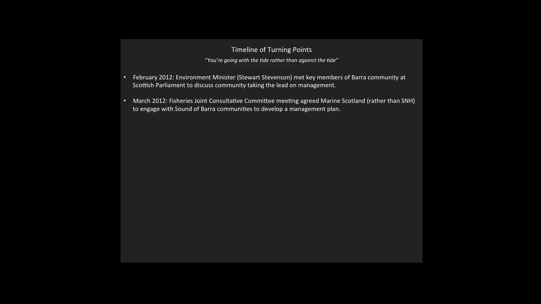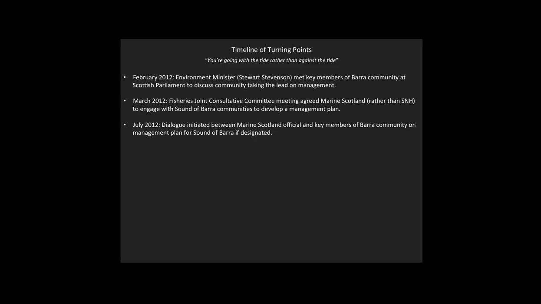In March 2012, there was a meeting with fisheries representatives of the local community, and it included Marine Scotland, and SNH was represented there as well. But one of the things that was agreed after that meeting was that Marine Scotland would start to engage with the Sound of Barra communities in Barra, Eriskay and South Uist in order to develop a management plan, again, should the Sound of Barra become designated. And importantly, in July 2012, a specific Marine Scotland official was designated to initiate dialogue on Barra.